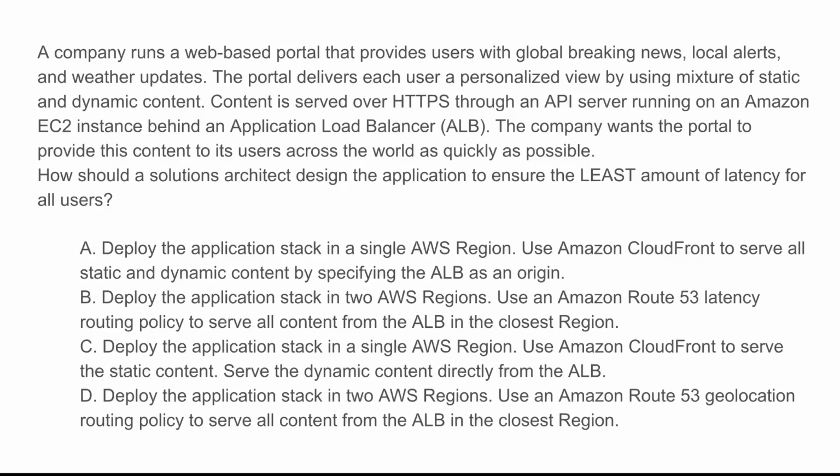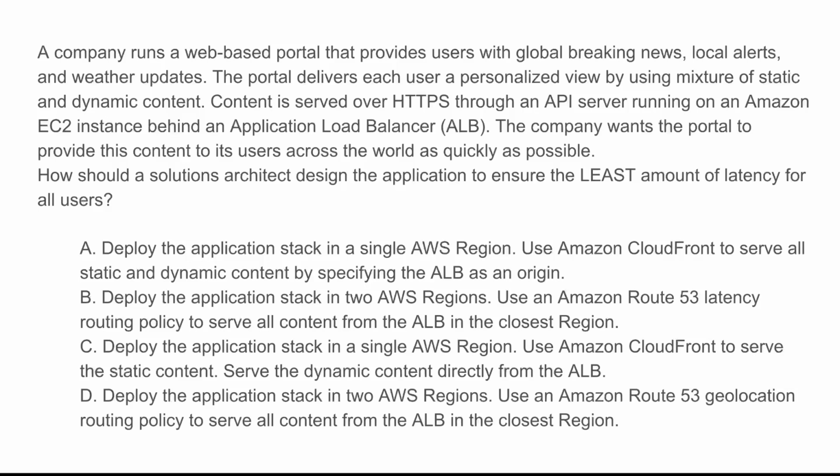Option C uses CloudFront only for static content and serves dynamic content from the ALB. Now, as we know, CloudFront is great for static content, but dynamic content will still be served directly from the backend, increasing latency. And it doesn't fully utilize CloudFront's capabilities, so it is not as good of an option.